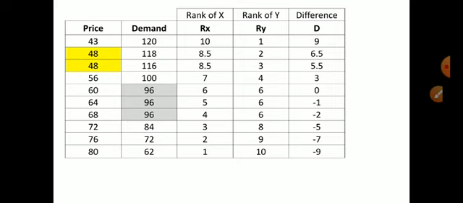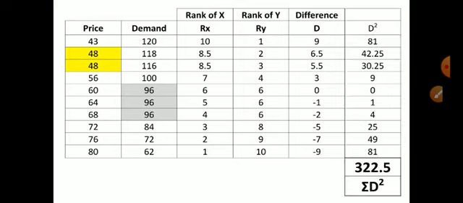That is 9 into 9, 81. 6.5 into 6.5, it is 42.25. And 5.5 into 5.5, 30.25. 3 into 3, 9. Minus 1 into minus 1, plus 1. Minus 2 into minus 2, 4. We are going to take the square of the difference.